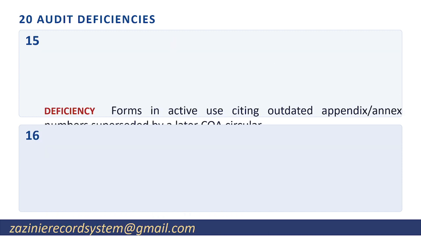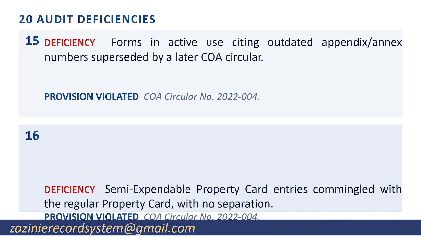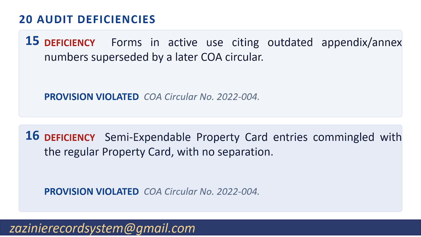20 audit deficiencies. Number 15. Deficiency: forms in active use citing outdated appendix or annex numbers superseded by a later Commission on Audit Circular. Number 16. Deficiency: semi-expendable property card entries commingled with the regular property card, with no separation. Next slide. 20 audit deficiencies.